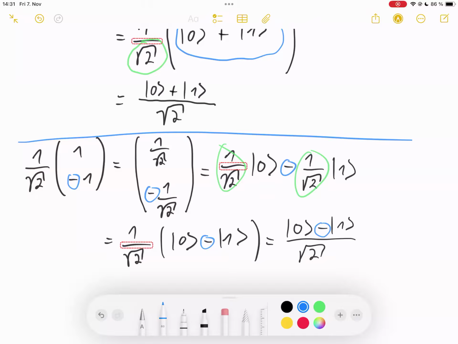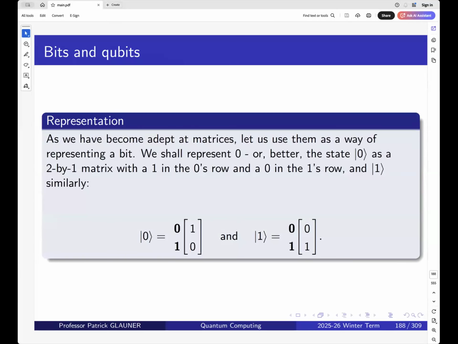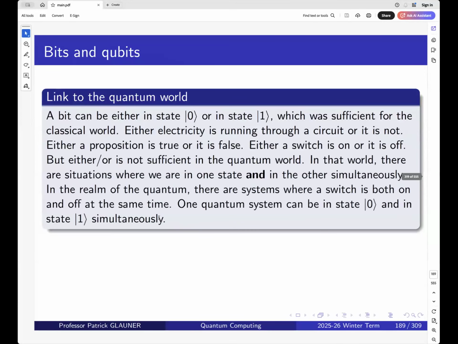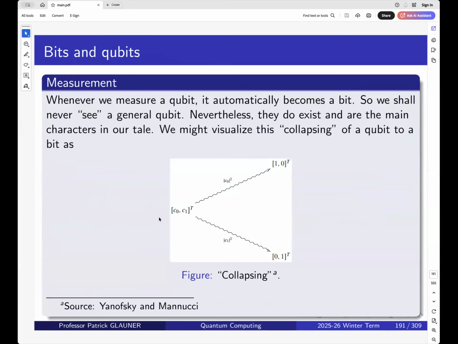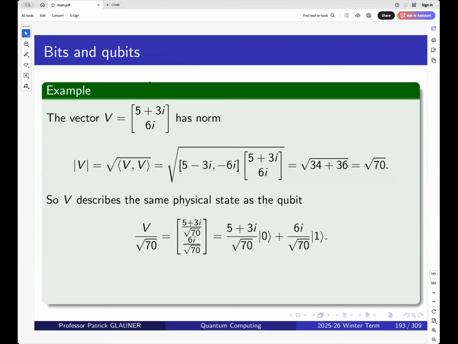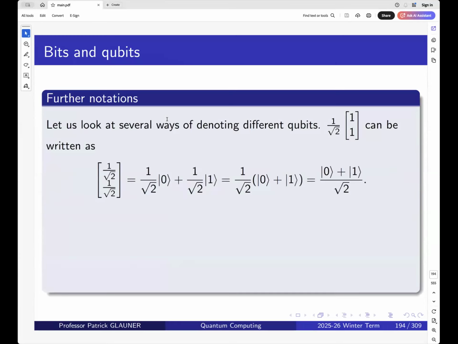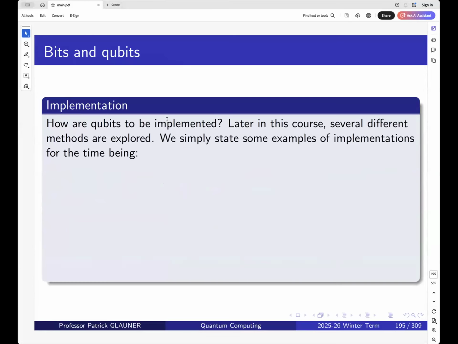After we have developed this on the whiteboard, we will switch for a little bit to the slides. I have now skipped in the slides; we've seen already the 0 cat, the 1 cat, how we represent qubits, the measurement, these different notations, one example here of normalizing, and further notations that we have just seen. So it's all in the slides, well formatted.